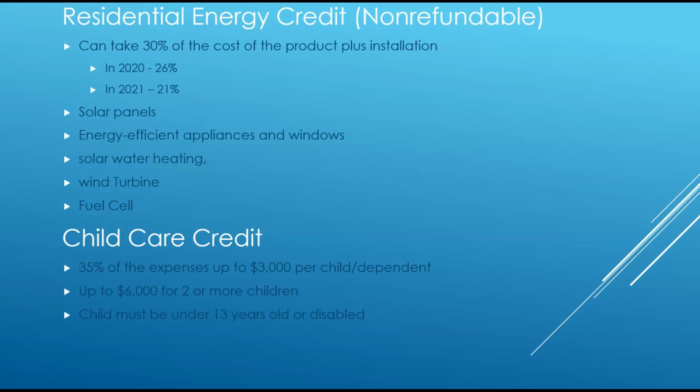The child and dependent care credit is also another good one. We use that quite often when there are families where the husband and wife, or the couple, have children and they need to send their children to daycare. 35% of the expenses can be deducted, up to $3,000 per child or dependent, so up to $6,000 for two kids or more.